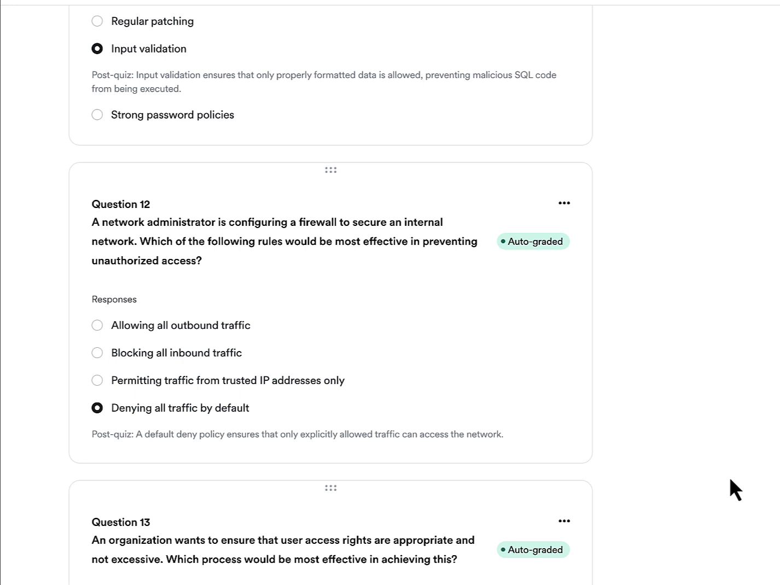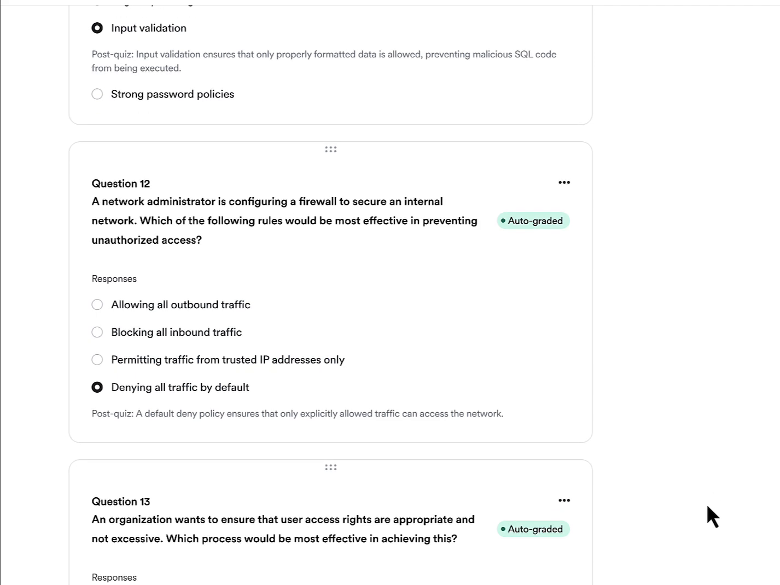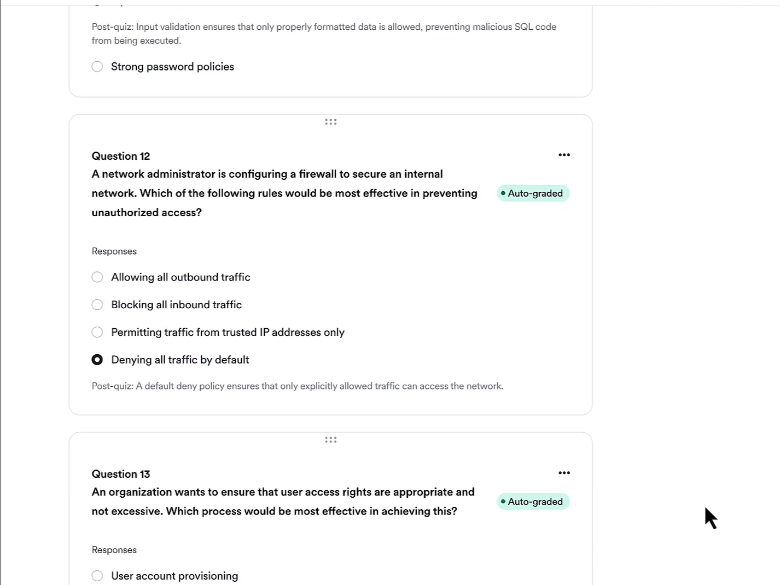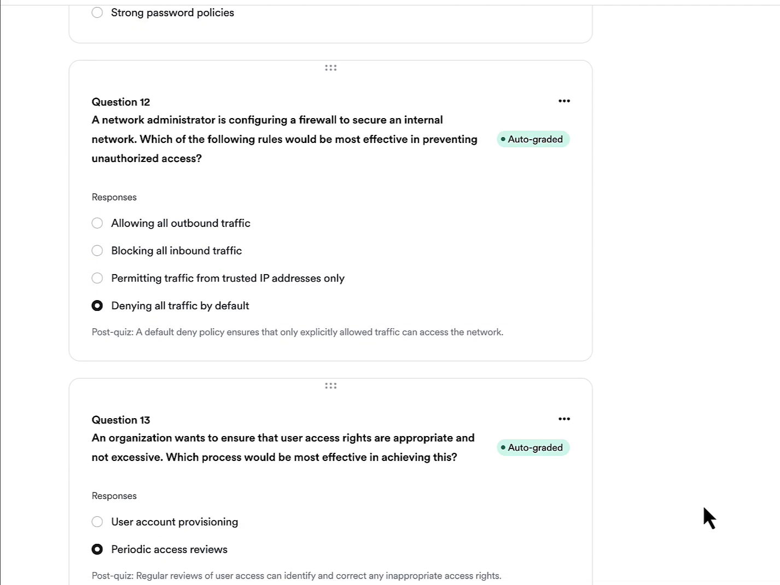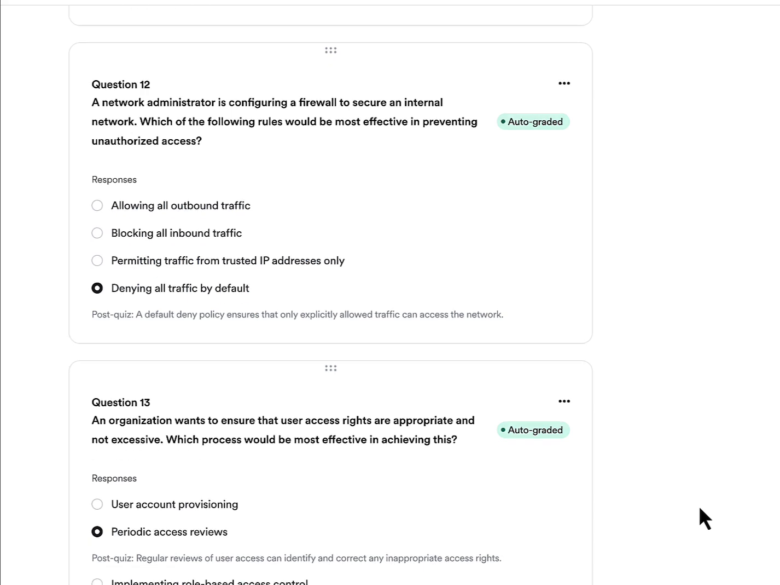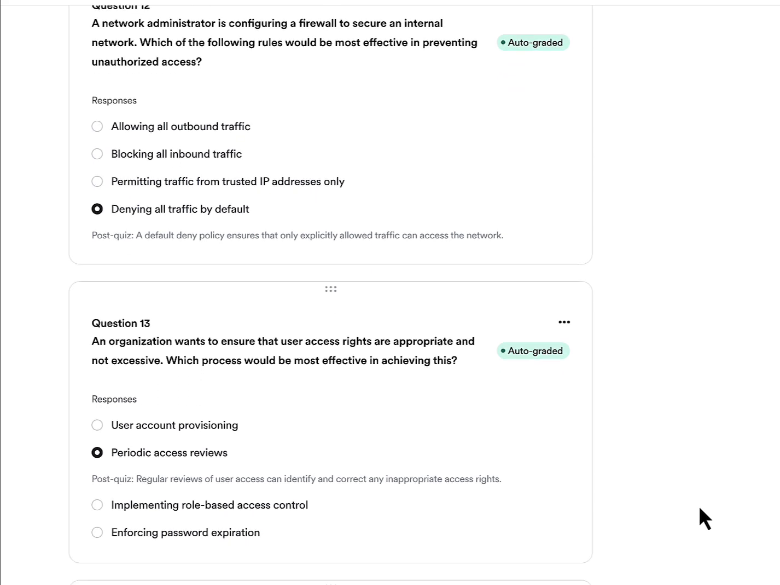Okay, so what is the most effective? You'd be going, well, permitting traffic from trusted IP addresses only. That would be the logical one you would go to, right? But they're asking for the most effective. That doesn't mean the most correct, but the most effective. Most effective would be denying all traffic by default. Obviously, permitting traffic from trusted IPs would be the logical choice where you'd want to go down this path. But if you really, truly want to have it secure in the most effective way, preventing unauthorized access, you would deny all traffic by default.